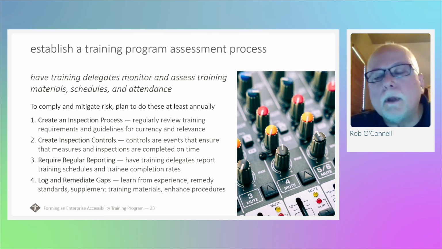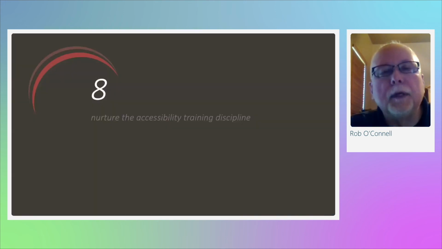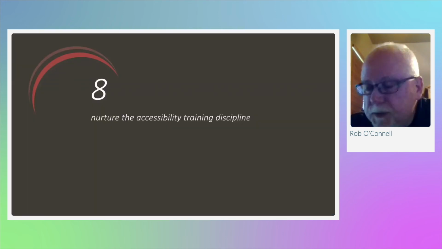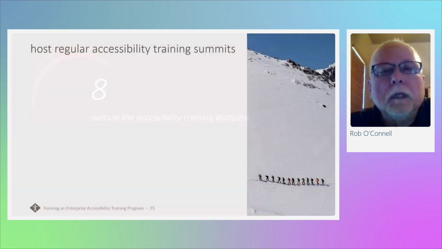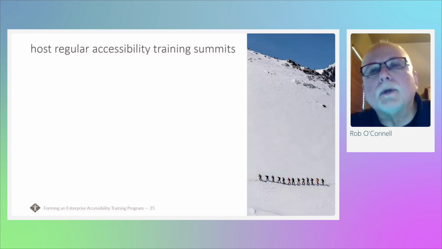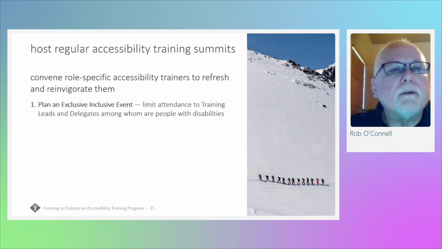And wherever there are gaps discovered, either in the training materials or the rollout, the deployment of the training, we want to remediate those as quickly as possible to get that done. And our last milestone is to nurture the accessibility training discipline. This is something that we do by hosting regular training summits. We convene role-specific accessibility trainers to refresh and reinvigorate them.